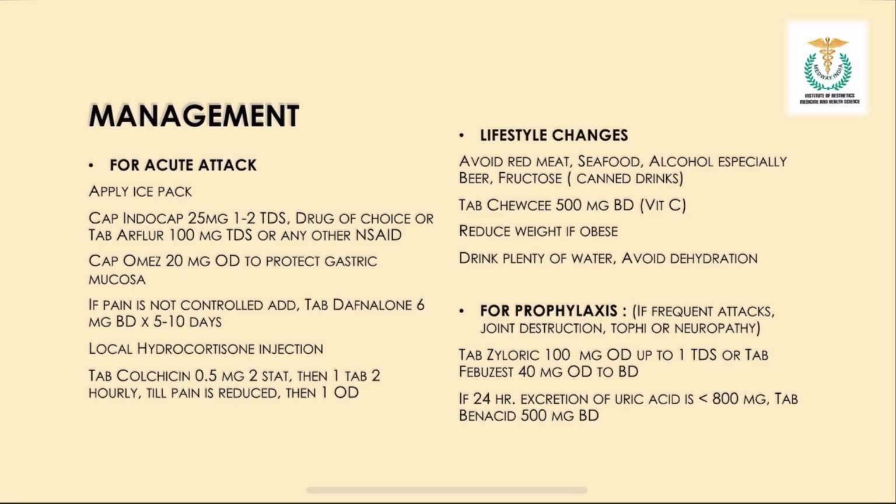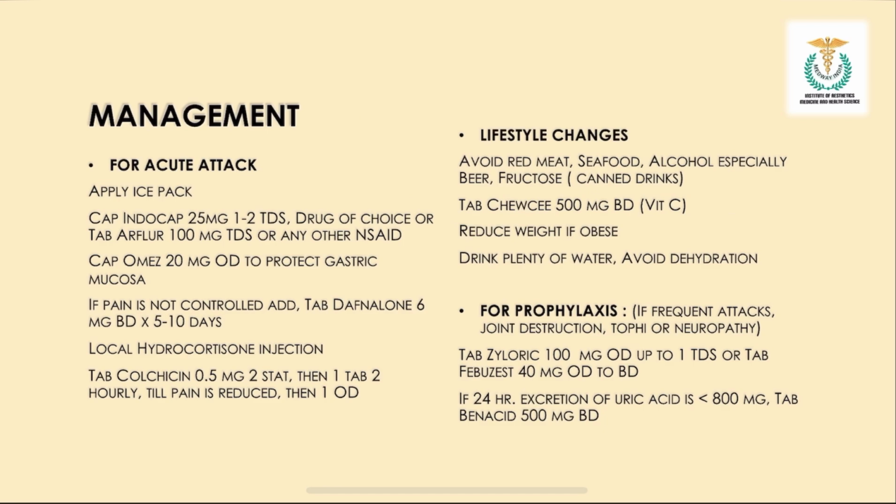What are the lifestyle changes you can advise? Avoid red meat, seafood, alcohol, especially beer, and fructose, that is canned drinks. Then you can prescribe tab Chusi 500 mg BD, that is a vitamin C tablet, and advise weight reduction if the patient is obese. Drink plenty of water to avoid dehydration.